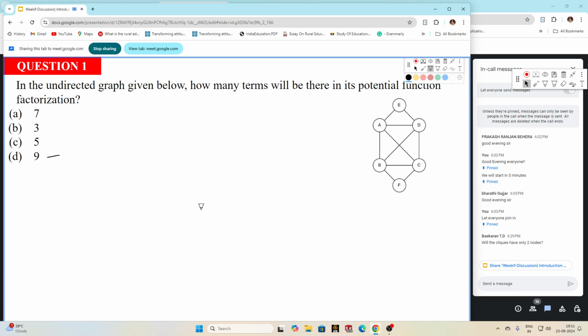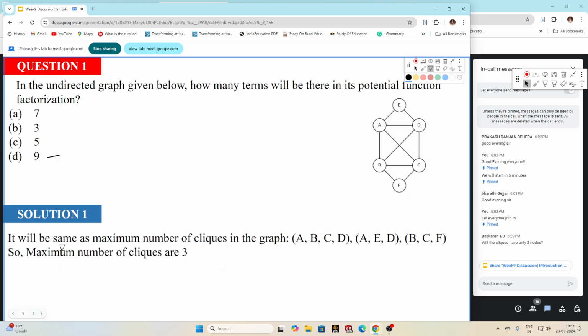Will cliques have only two nodes? No, they can have more than two nodes, because whenever we are dealing with such questions and the graphs are very complicated, it is difficult to restrict to two nodes, so we take more than two nodes. So the number of terms will be the same as the maximum number of cliques in the graph.